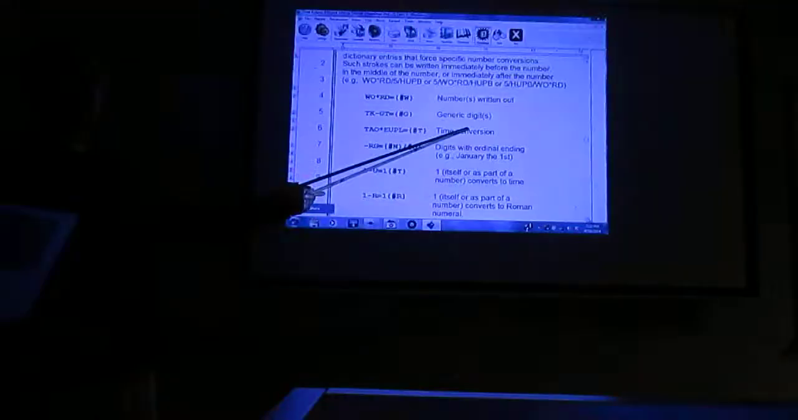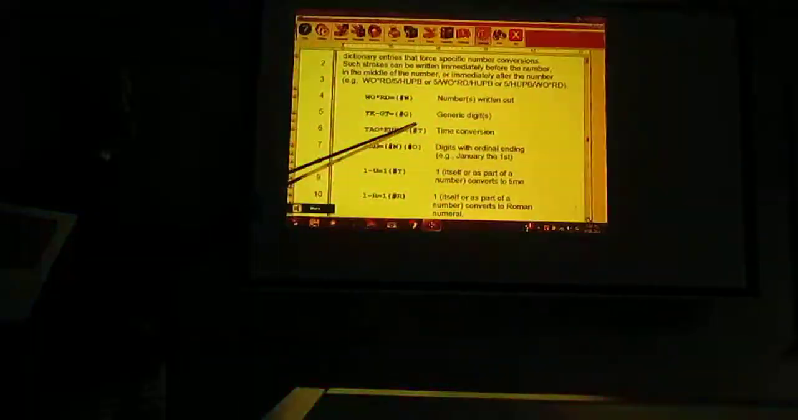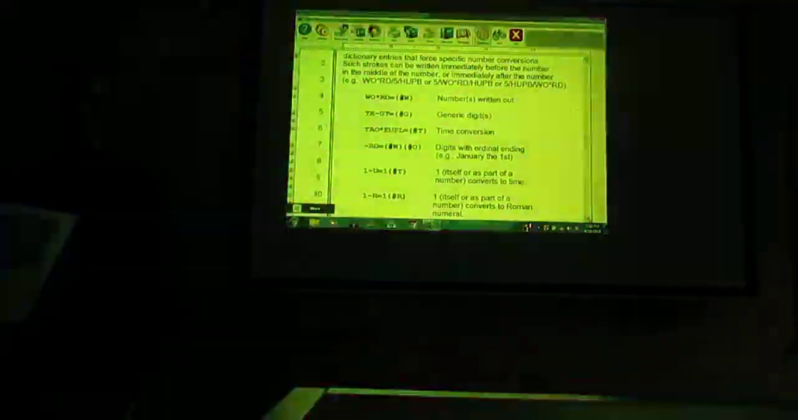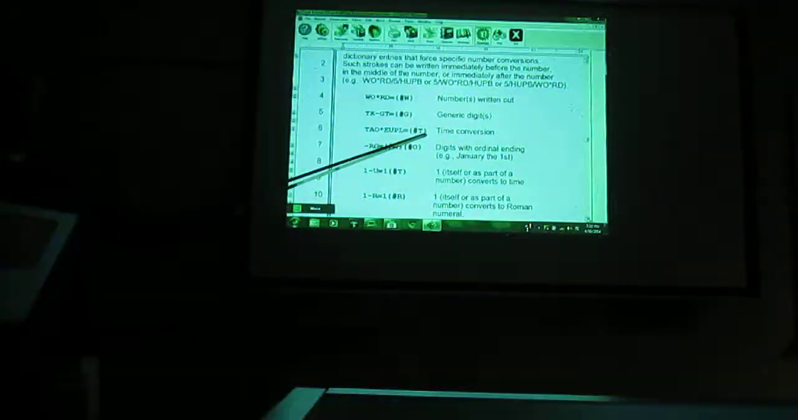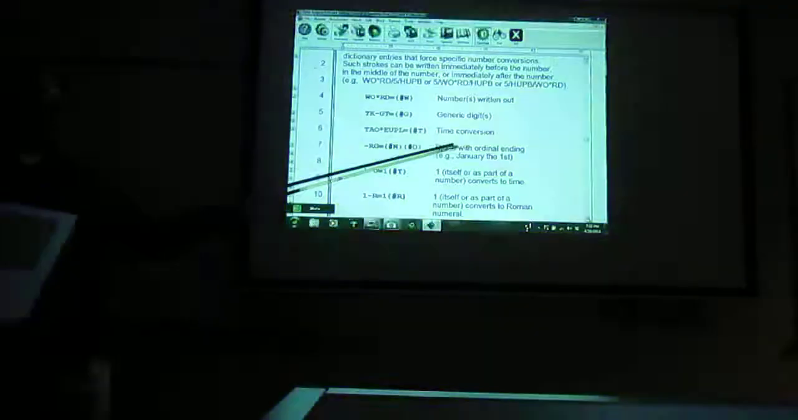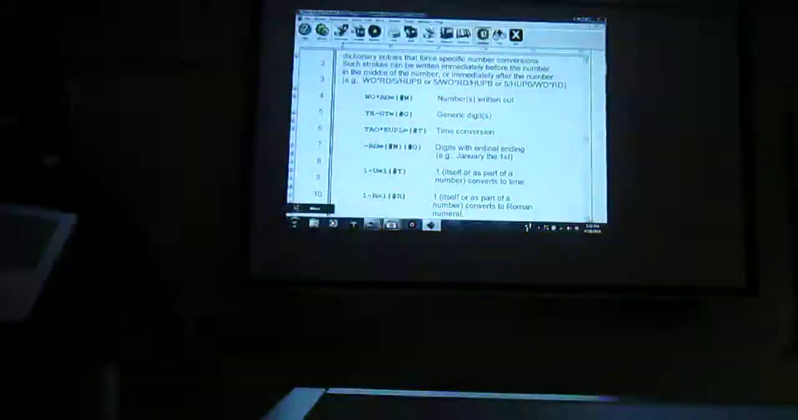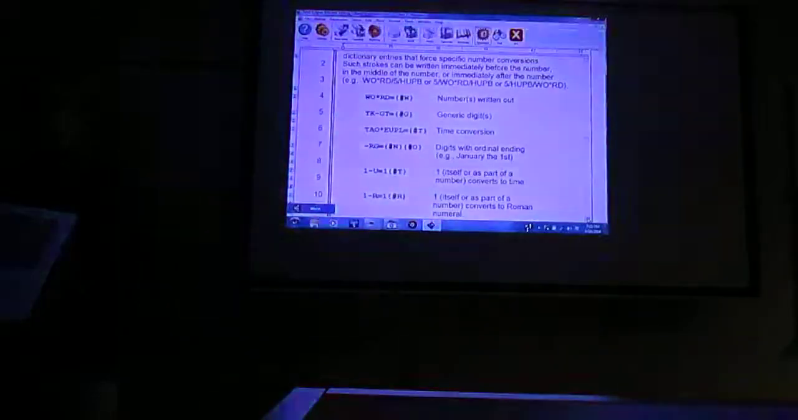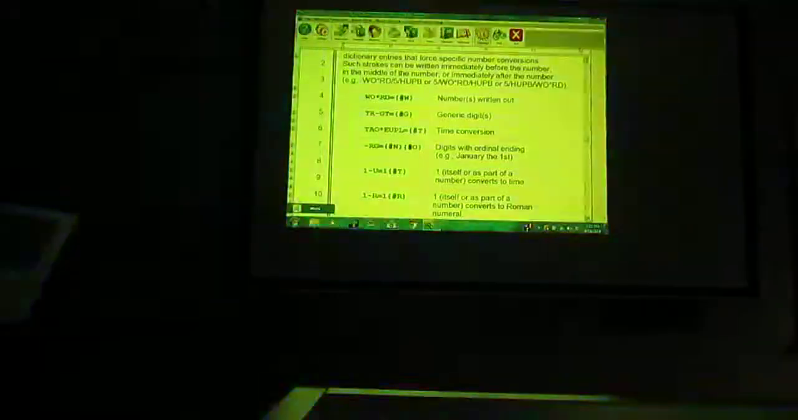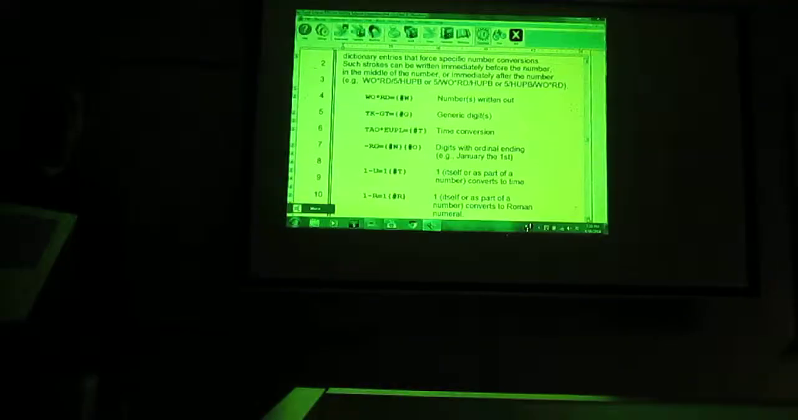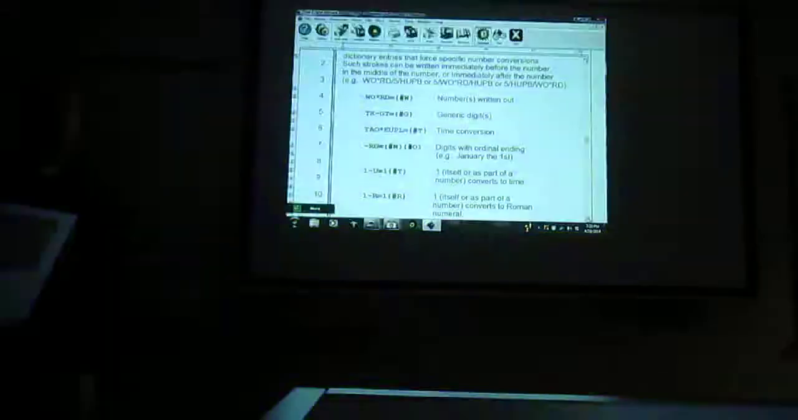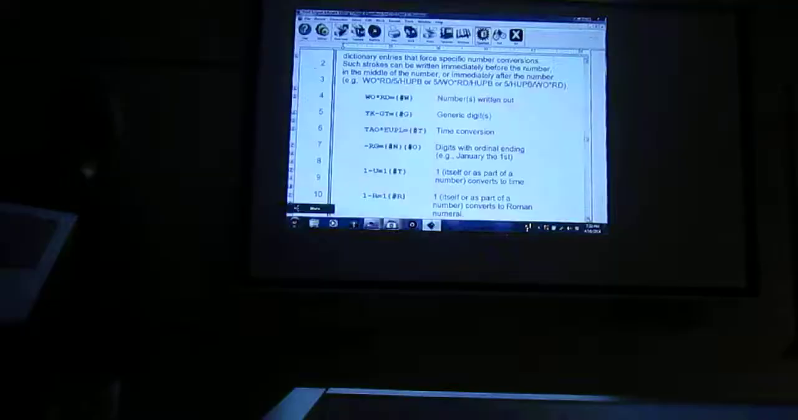Time conversion, so when you're setting up time, that's how you do it. It knows bracket, pound sign means that there's a number in there somewhere. T signifies that it's time, so it knows that it's going to put the colon in there and then close bracket. Okay? That makes sense? Good. Okay.